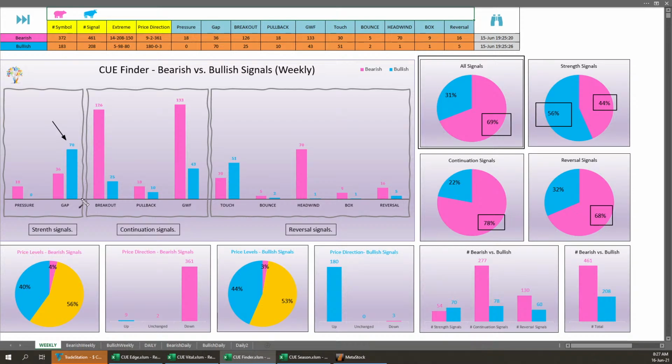That is because of the large number of gap ups. And if you look at the relative size of the bearish and bullish signals, you can see trend continuation much more bearish than bullish. Reversal also more bearish than bullish. So the weekly Finder picture is telling us to be cautious.